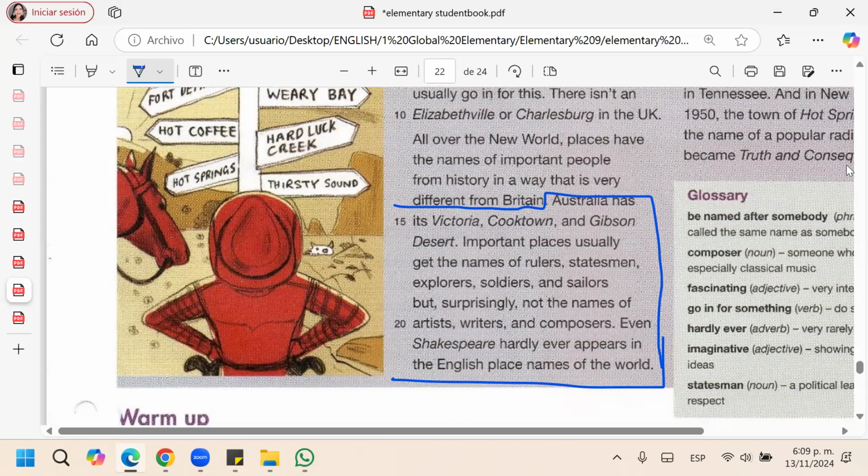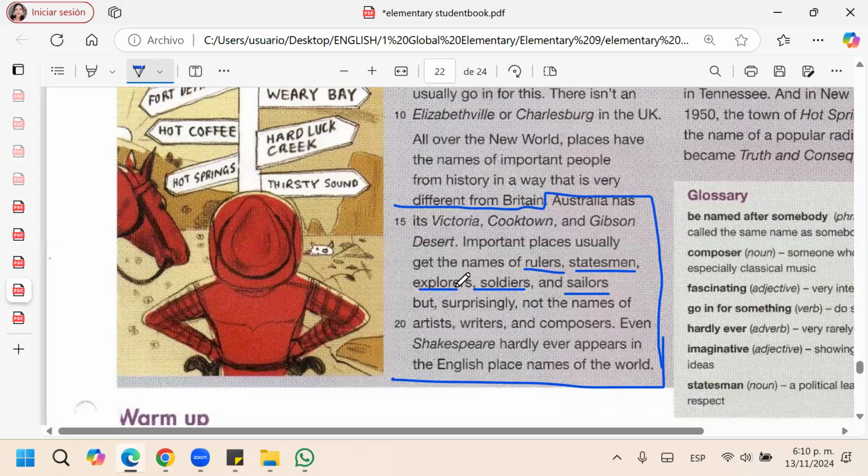Yes. The important places, most of the time, have names of important people like rulers, presidents, governors, statesmen, explorers, soldiers, sailors, but not the names of artists, of writers, singers, composers, no. They have names for rulers, statesmen, like for example, Bolivar. Bolivar is the name of a state. Or for example, in the United States, Washington for George Washington, that was a president. So normally the places get the names after rulers, statesmen, explorers.